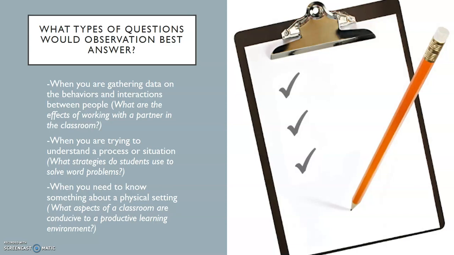Observation can also be used to answer questions when you're trying to understand a process or a situation. An example I have there is what strategies do students use to solve word problems? You can use observation and field notes for that. And also when you need to know something about a physical setting and you can observe that setting and write down what you see. An example I have there for that is what aspects of a classroom are conducive to a productive learning environment.